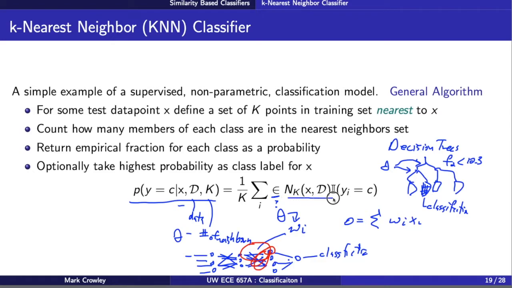The idea is that we've got the number of neighbors for every point. That's the set of neighbors. And then remember the indicator function, right? So the indicator function will say it's only true if they equal the class, right? So for every one of your neighbors, basically it'll be 1 if it's in the correct class that you're looking at.